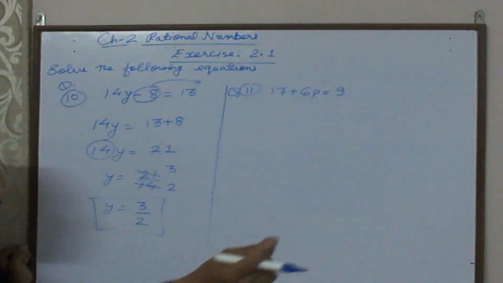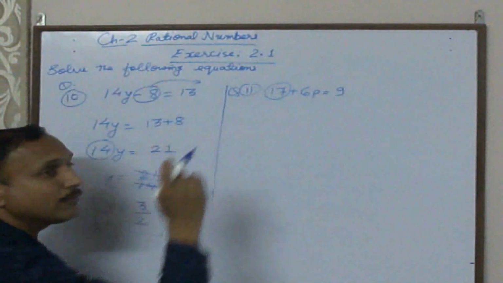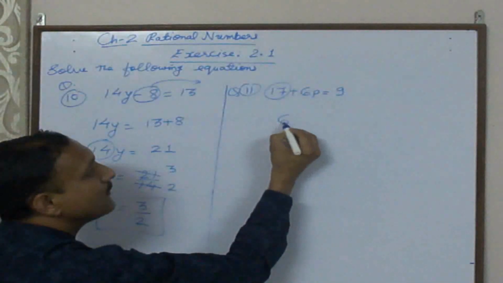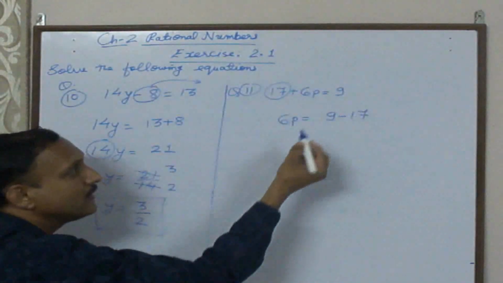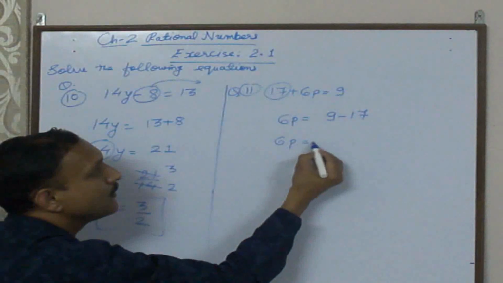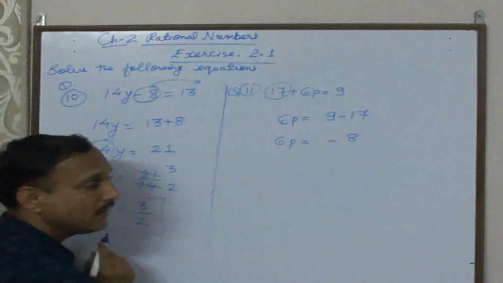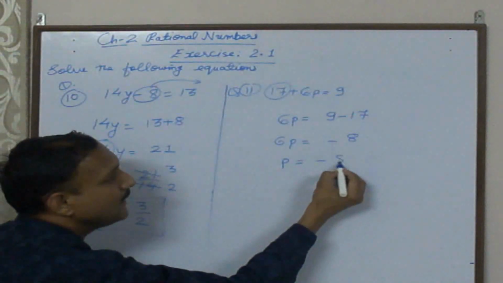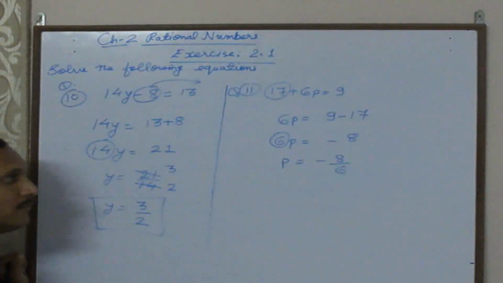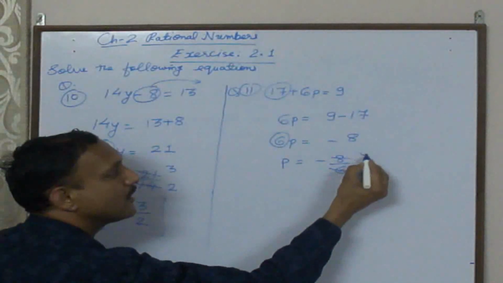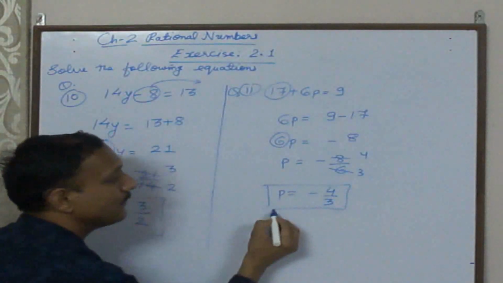Now let us do question number 11. Here again 17 is there. No sign, plus is there. So let's transpose 17 to the other side. 9 minus 17, so minus 17 on that side. Now 6p equals 9 minus 17, which is minus 8. p equals minus 8 by 6, since 6 is in multiplication, it will go to the division side. Now we have to simplify. 2 3s are 6, 2 4s are 8. p equals minus 4 by 3 is the solution of the equation.